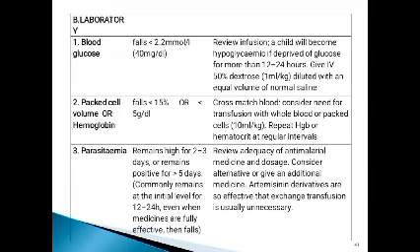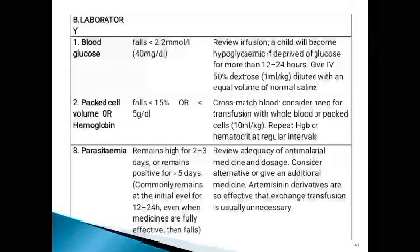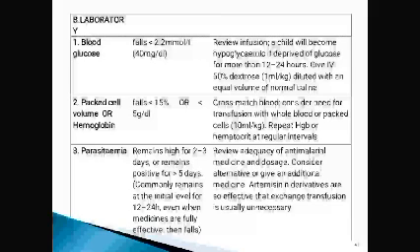Blood glucose. Possible abnormality: falls less than 2.2 mmol per L or 40 mg per dL. Appropriate action: review infusion. A child will become hypoglycemic if deprived of glucose for more than 12 to 24 hours. Give IV 50% dextrose, 1 ml per kg, diluted with an equal volume of normal saline.